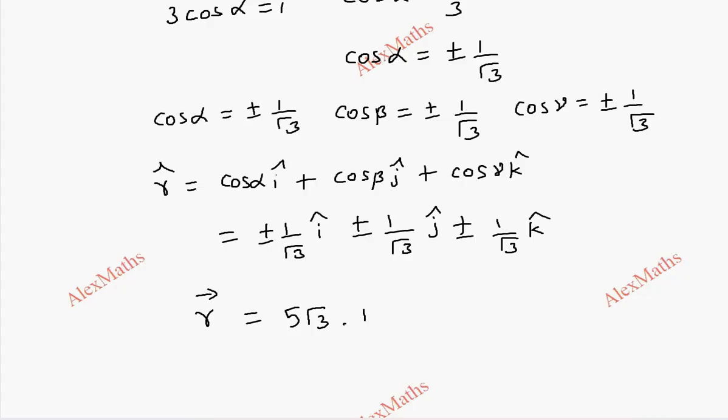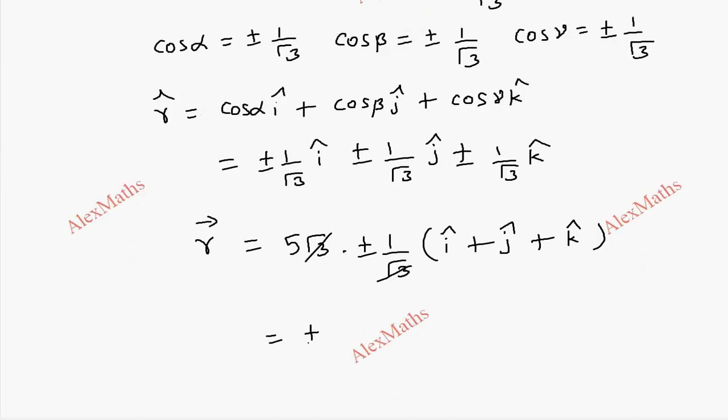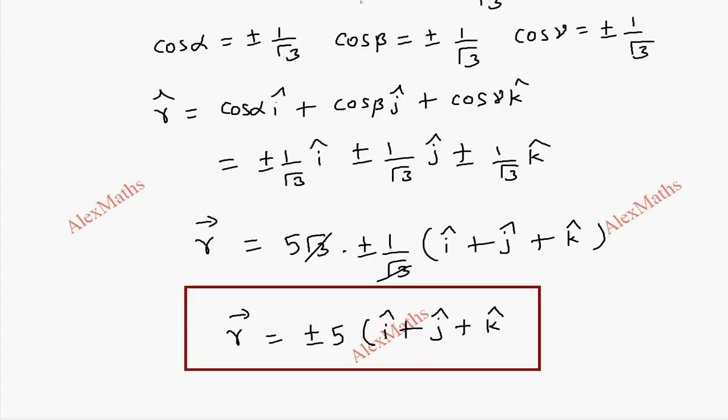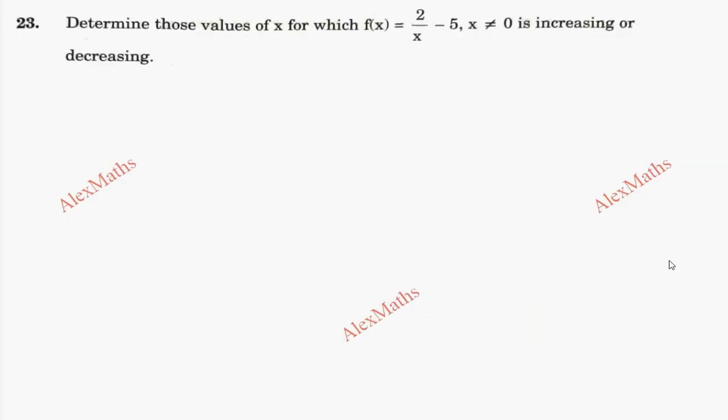And here we can take plus or minus 1 by root 3 common. We are left with i plus j plus k. So anyway we can cancel this, and finally this is plus or minus 5 into i cap plus j cap plus k cap, and this is our required r vector with magnitude 5 root 3, and it is equally inclined with the xyz axis.